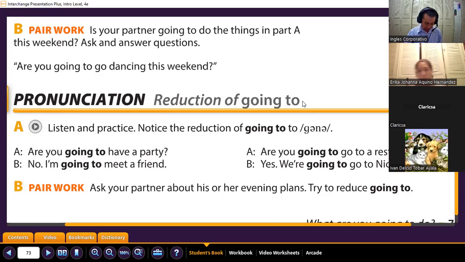Okay, ready? Erika and Ivan, again. Are you going to go to a restaurant? Yes, I will go to an okay. We're gonna go. We're gonna go near cafe. To Nick's. To Nick's Cafe. Yes. Okay, one more time, Ivan. Sorry. No, that's okay. Don't worry.